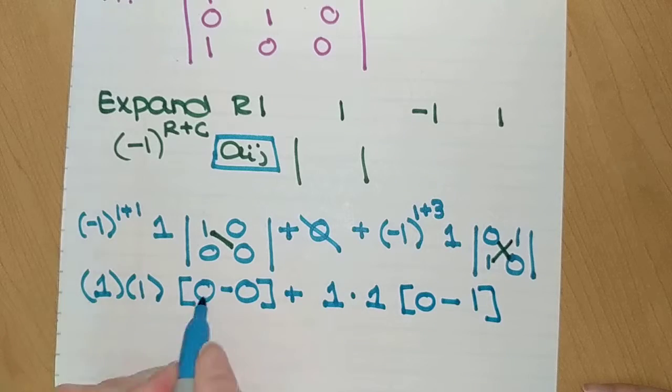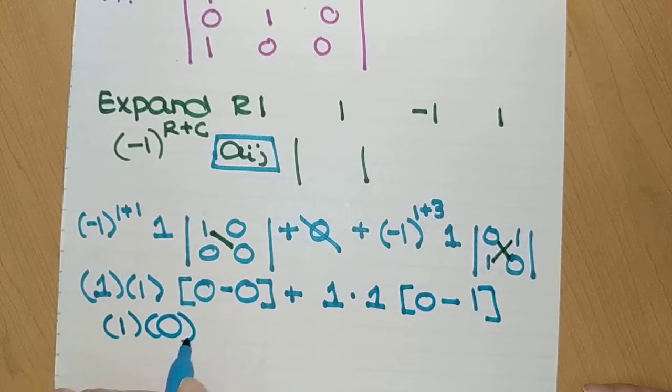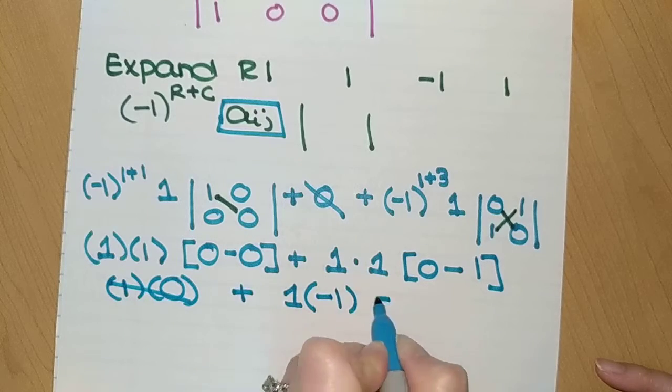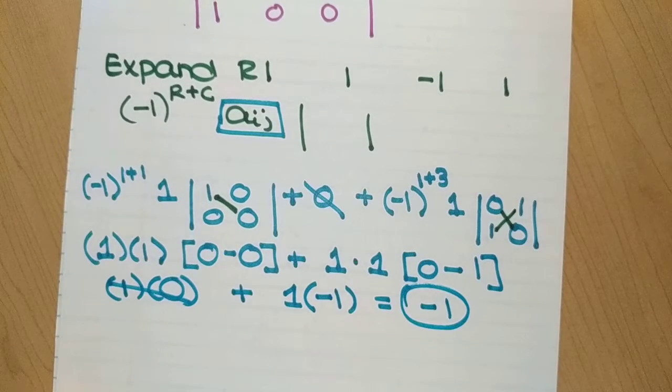Okay, so simplifying all of this is just going to be 1 times 0, so that's going to drop out, and then plus 1 times -1, which gives you -1 as your determinant.